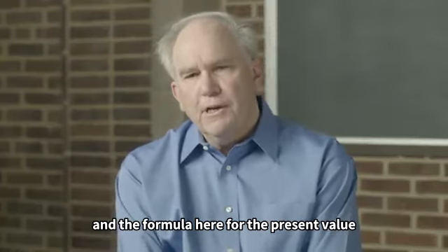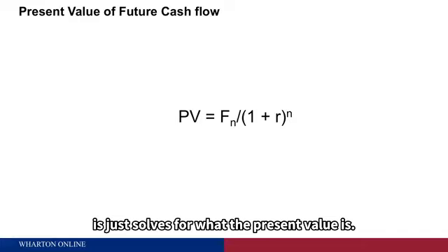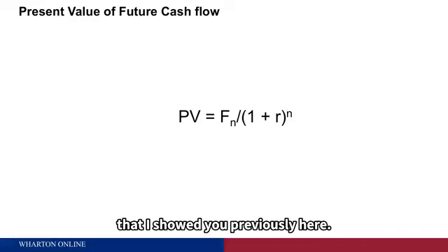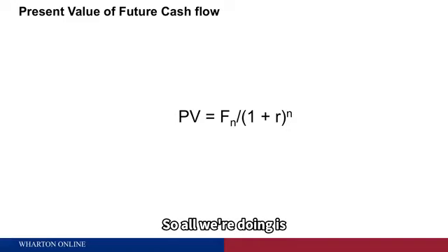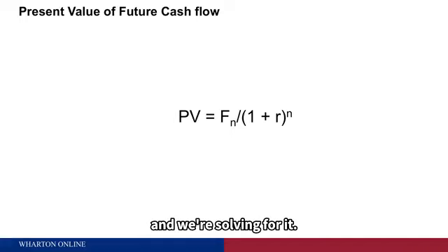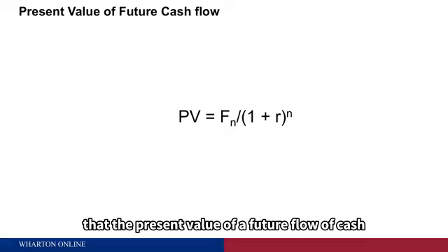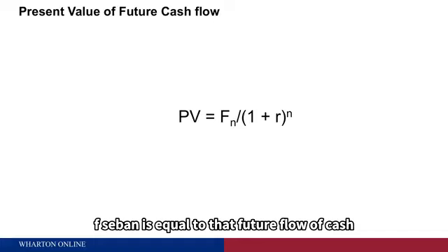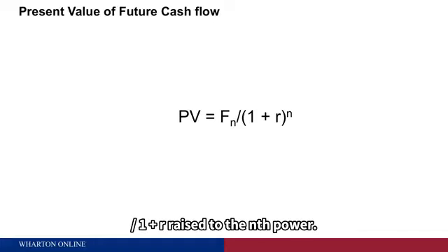And the formula here for the present value just solves for what the present value is from that other formula that I showed you previously here. So all we're doing is we're putting the present value on the left-hand side and we're solving for it. And when we do that, what we find out is that the present value of a future flow of cash, F sub n, is equal to that future flow of cash divided by 1 plus r raised to the nth power. So let's see an example of this.